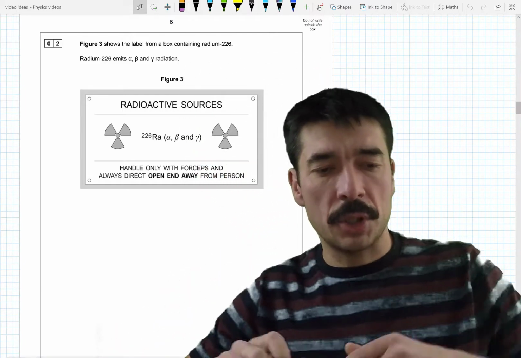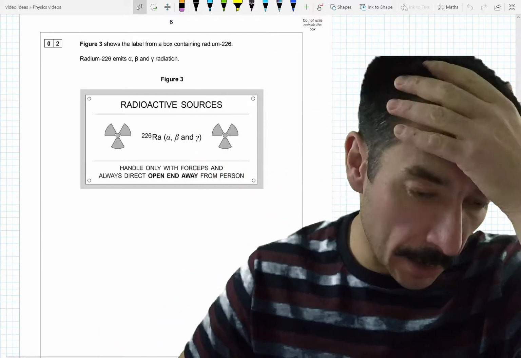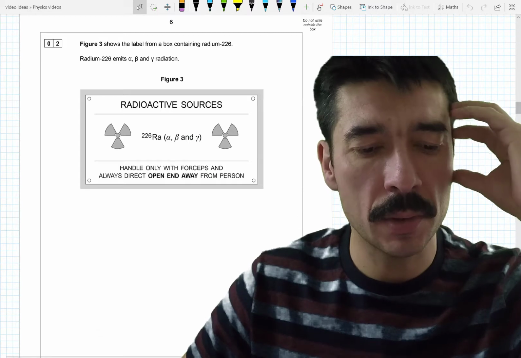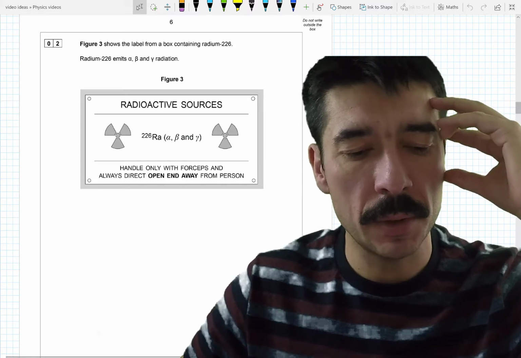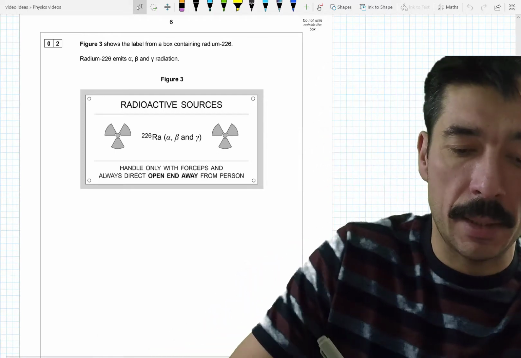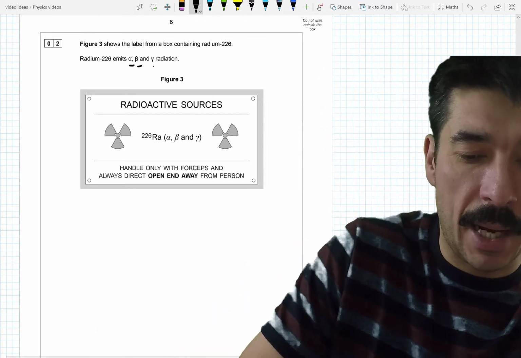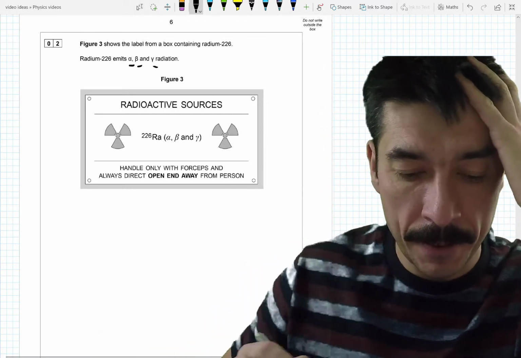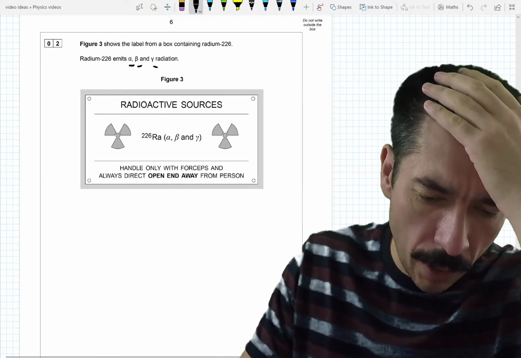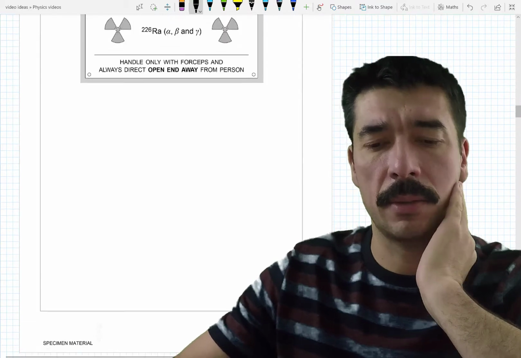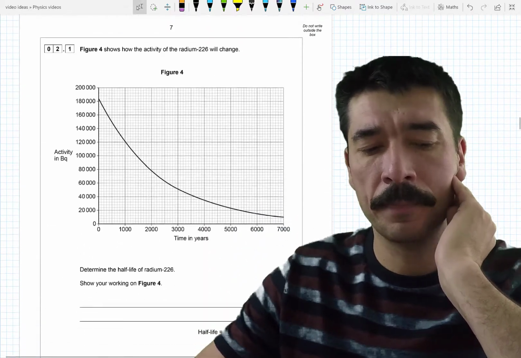Okay, question 2. Figure 3 shows the label from a box containing radium-226. Radium-226 emits alpha, beta, and gamma radiation. Alpha, beta, and gamma. The label reads: handle only with forceps and always open end directed away from person. Right, that's all the information given to us in the question stem.